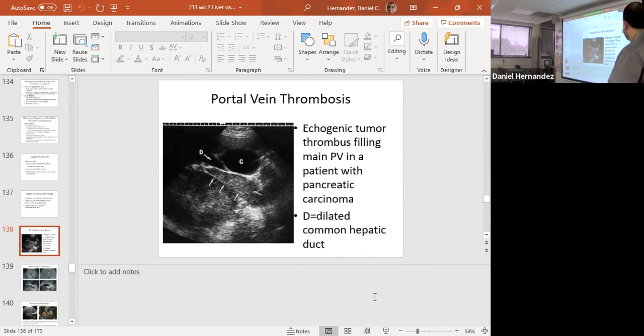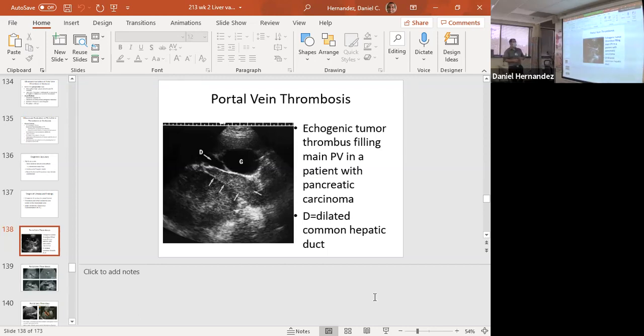So here we go. This is a picture showing the gallbladder. We have our gallbladder pointing to a dilated common hepatic duct. So this is actually the main portal vein coming in. You can see the heterogeneous echogenic thrombus within the actual vessel itself.